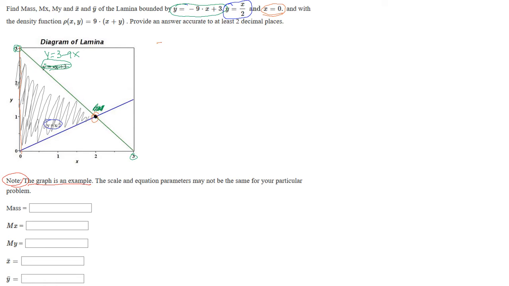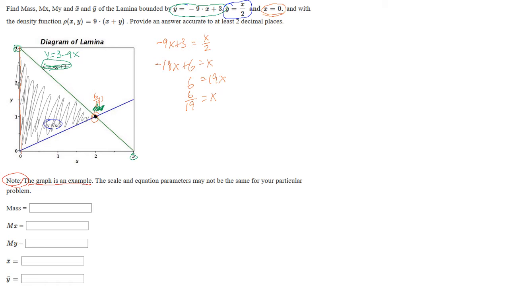We need to take the negative 9x plus 3 and the x over 2 and set them equal to each other and then solve for x. So if we multiply through by 2, this would be 18x and 6. If we add the x to both sides, we get 19x equals 6, or x equals 6/19. Now ours didn't come out quite as cute as theirs.